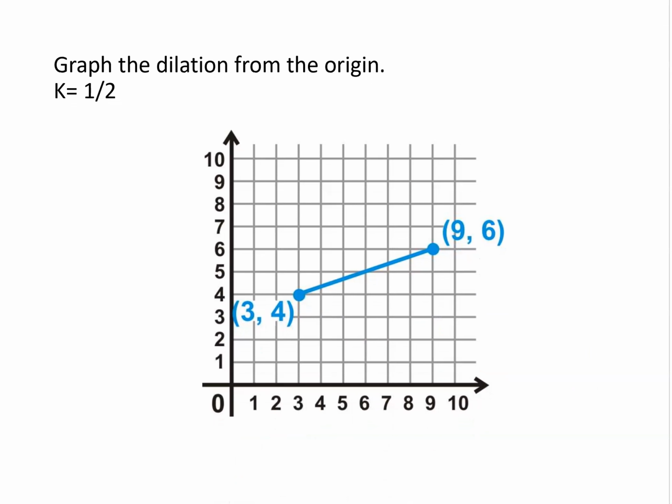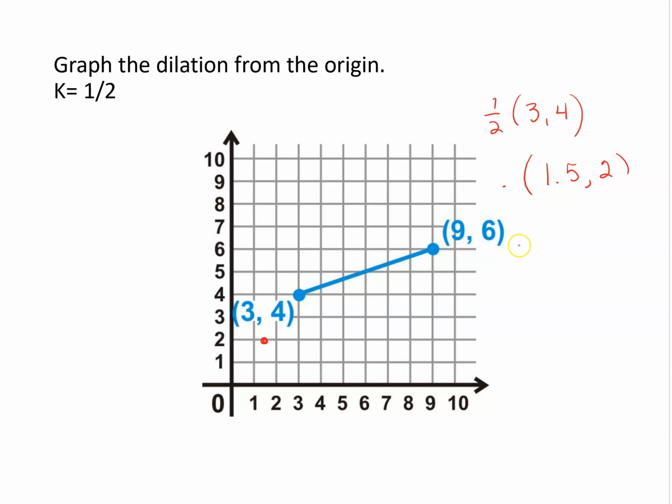Okay, now we have a scale factor of 1/2. So these 2 points are going to be 1/2 as far from the origin as they are now. So I'm going to take the point 3, 4 and multiply it by 1/2. Half of that is 1.5 and 2. So the new point is going to be at 1.5 and 2 right here.